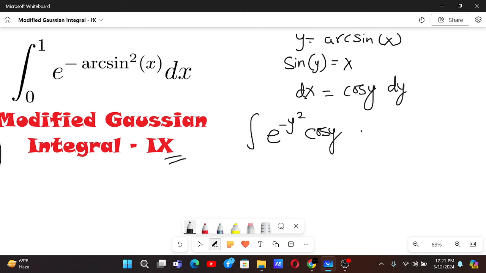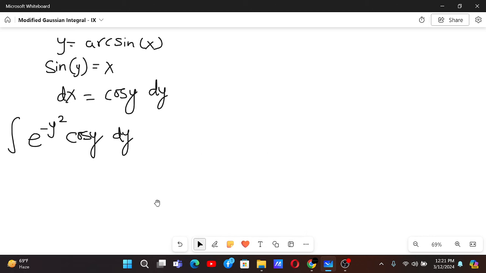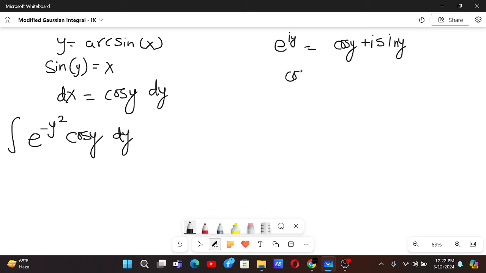cos y dy. Now to solve this problem, we can change cos y to the powers of e form. We know that e to the power iy equals cos y plus i sin y. From this formula, we can derive that cos y is actually e to the power iy plus e to the power minus iy, divided by 2. This is also the complex definition of the cos function.